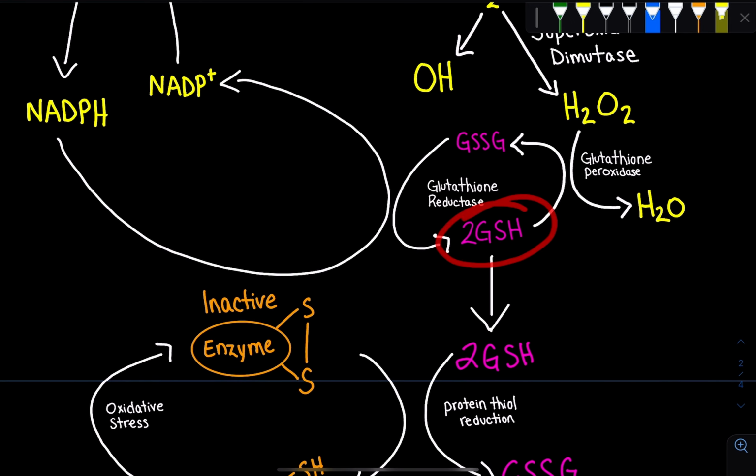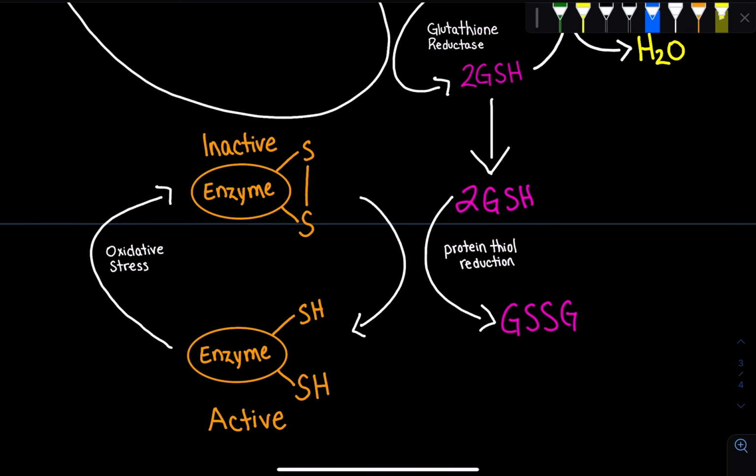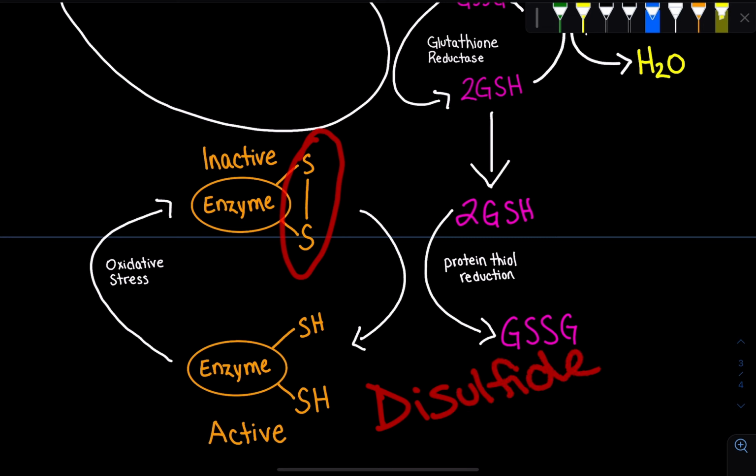Now, this reduced glutathione actually has another purpose. When we talk about enzymes, enzymes are made up of proteins. Proteins are made up of amino acids. One particular amino acid is cysteine, and cysteine has a sulfur group. During oxidative stress, enzymes become inactivated. When they become inactivated, it's because these sulfurs have formed a disulfide bridge.